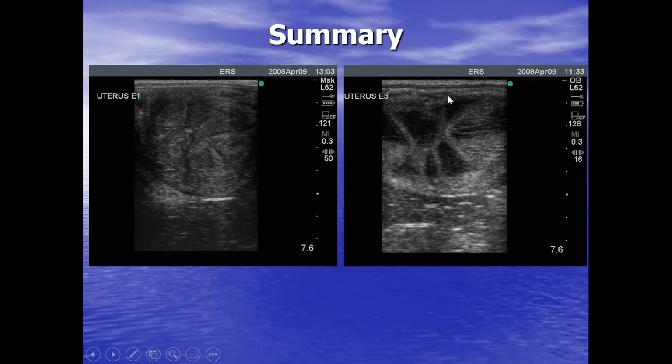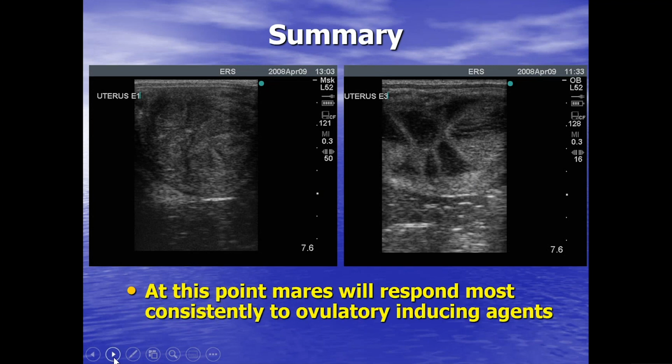Why is it important to grade it? Because when you're at this most intense edema pattern, the important thing I think to remember is that's the point at which mares will respond most consistently to your ovulation induction agent, be it deslorelin or HCG or whatever. You should aim to give your ovulation induction agent, usually with a follicle 38 millimeters plus, but with this marked, grade 3 out of 4 edema pattern. That's when mares will respond most consistently to an ovulation induction agent.